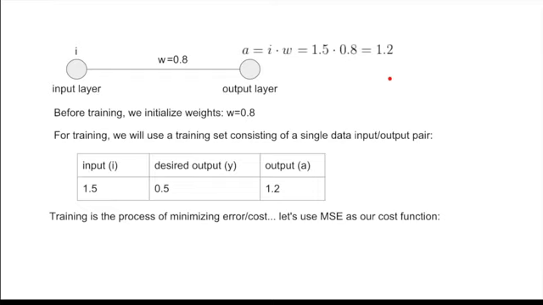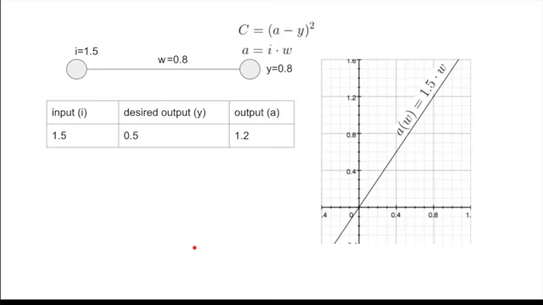We need to define the error for the network to be able to train itself. We use the mean squared error as our cost function. So we simply take the difference between the desired and the actual output, and that's squared. Looking at the activation as a function of the weight, we can see that whereas it is currently up here, in order to bring it down to where we want it to be, which is 0.5 for the activation, the weight has to be just above 0.3.